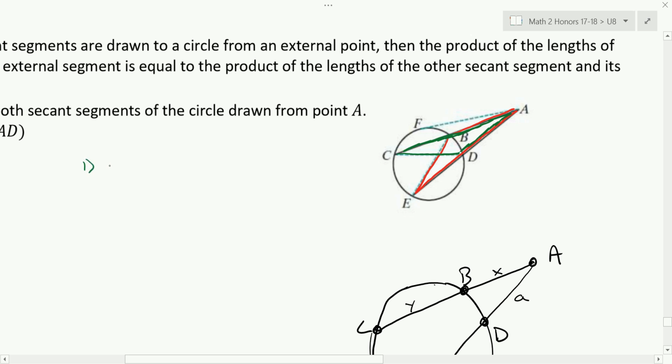A is congruent to itself. Reflexive property of congruence. Okay, I need one more angle. Anybody see what it is? Congruent to another angle? BCD is congruent to angle DEB.